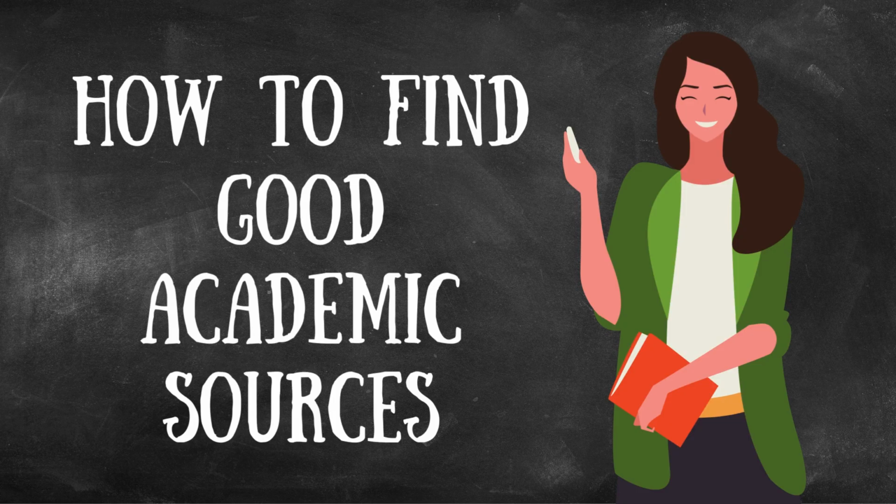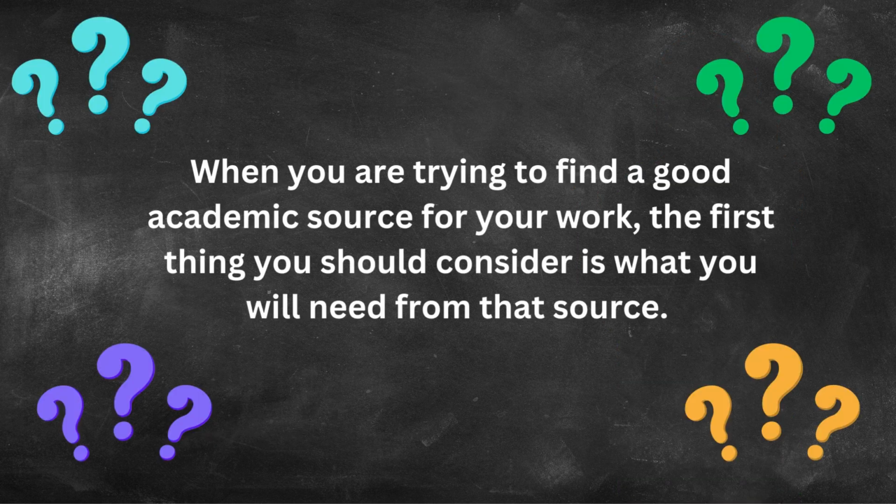In today's video, we'll be looking at how to find good academic sources. When you're trying to find a good academic source for your work, the first thing you should consider is what you actually need from that source. When you think about what's required in your citation information, this will help you to navigate and weed out sources that maybe are not as credible as you think they are.